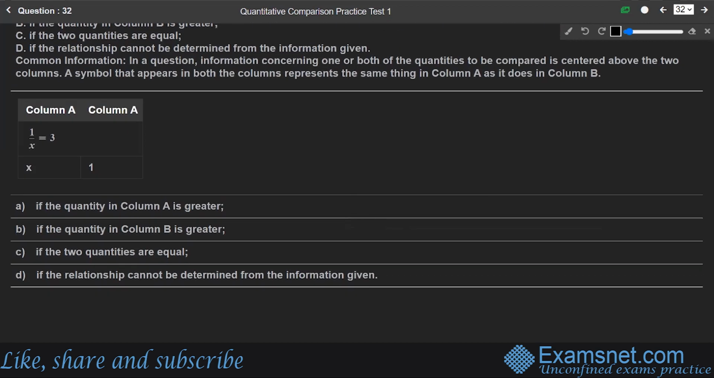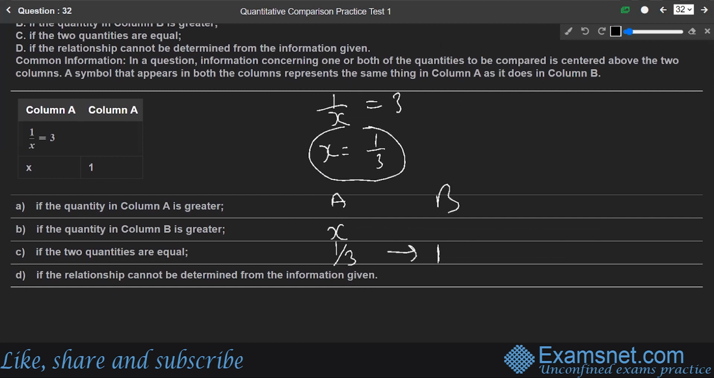Now he says the common fraction given as 1 by x equal to 3, which can easily give us the value of x. X can be nothing but 1 by 3. That is the common information that is there with us. Let us check the information in column A. Column A has got x. X value we have already found out as 1 by 3. Column B is given as 1. Out of 1 by 3 and 1, which is greater? Obviously 1 is greater than 1 by 3. So the right answer is option number B, the quantity in column B is greater.